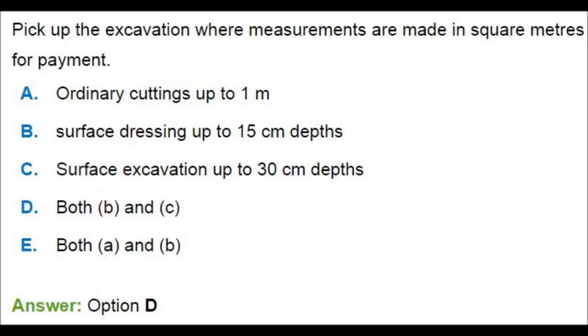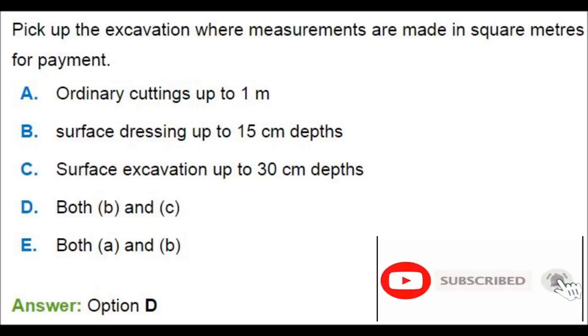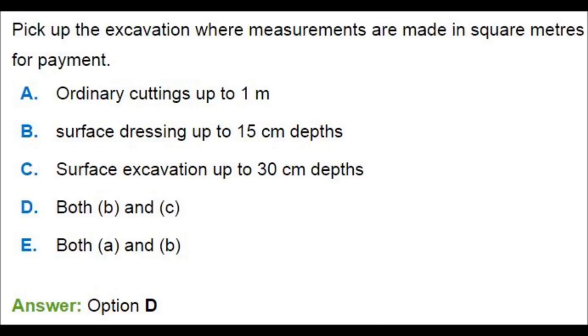Ordinary cuttings up to 1 meter, and also the surface dressing up to 15 centimeter depth, we actually take measurements in square meters. So D is the correct option. Okay, so let's move to the next question, which is also related to the same kind of estimation.